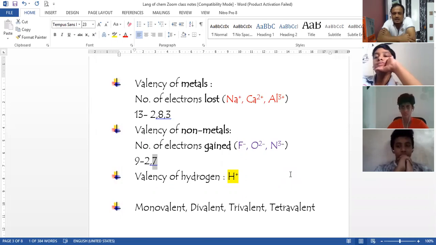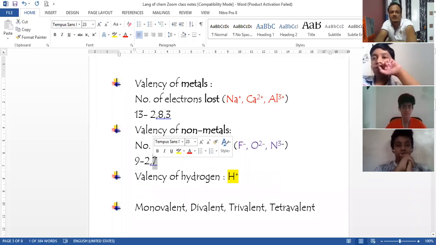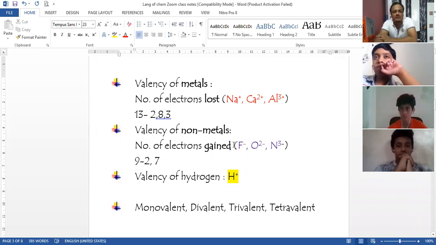Okay, so it is very easy for fluorine to add 1 electron and become 8, rather than losing 7 electrons and becoming 2. As a result, your fluorine atom will accept 1 electron and become 2, 8. That is the electronic configuration of neon. Hence it gets a valency of -1. Why minus? Minus is because it is accepting electron, and why 1? Because it is accepting 1 electron to become stable.